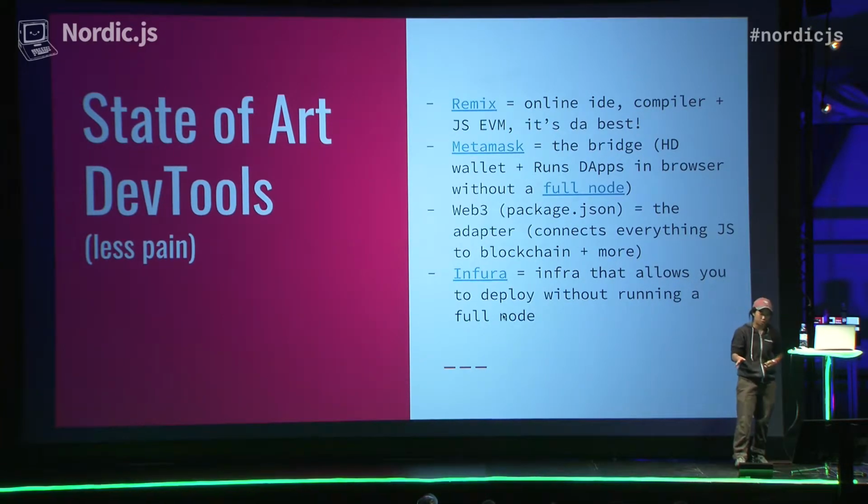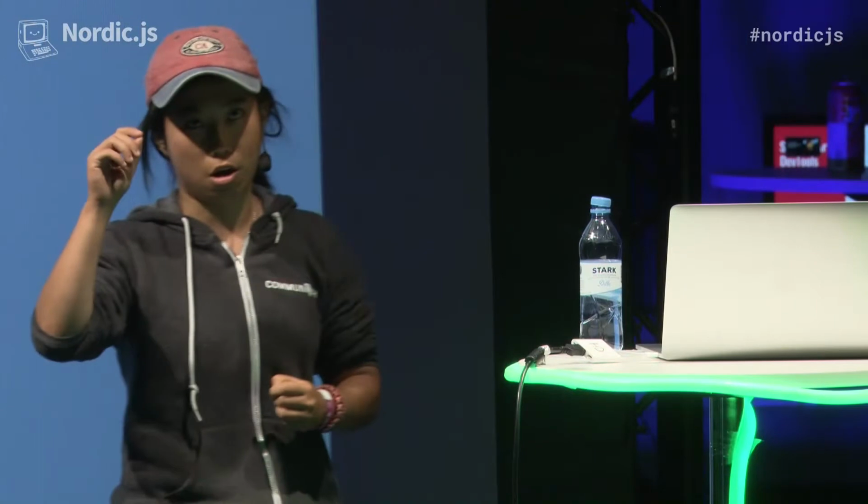So running a full node means that you have to basically download all the summary of the transactions, and then you have to establish a connection to the Ethereum blockchain, which takes a lot of time, probably a day or so, and it's very annoying to maintain. So with MetaMask, we don't have to do that.